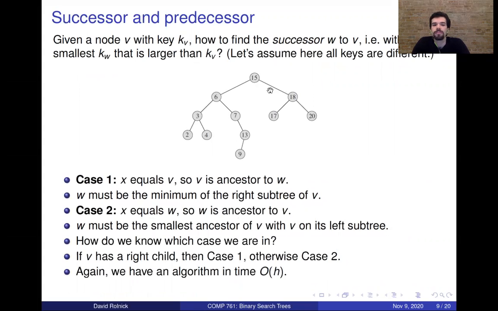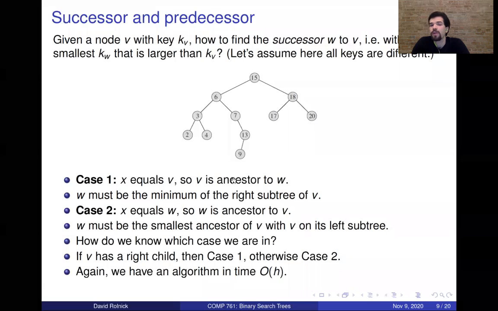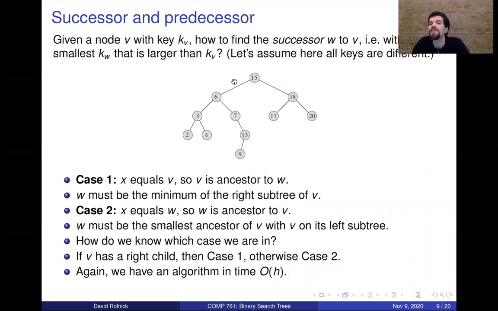And then again, we have an algorithm that runs in time O of h, because in this case we're either going all the way up the tree, potentially, if we're trying to find ancestors, or we're going all the way down the tree if we're trying to find the minimum of the right subtree. So we either go up until we find the smallest ancestor where you're on the left-hand side, or we go down until we find the minimum of the right subtree. But either way, it'll take time O of h.